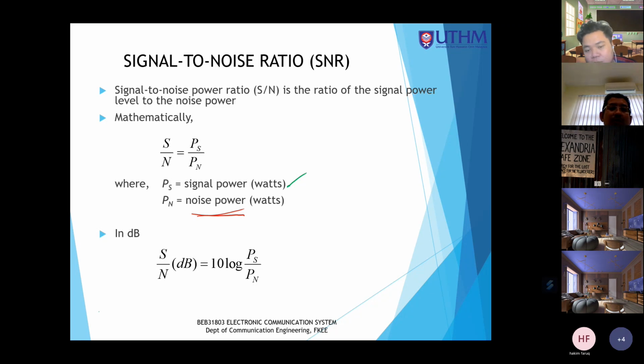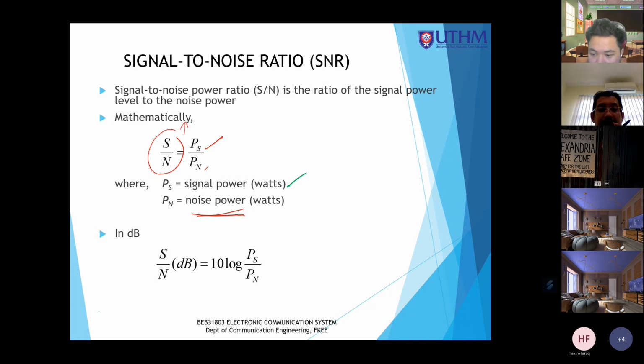So ideally we want the signal power to be much higher compared to the noise power. If the SNR value is high, that means the quality of the transmitted signal would be better. Lagi tinggi SNR, lagi bagus. Ideally, we want to achieve SNR as high as possible, setinggi yang mungkin. SNR biasanya kita buat dalam sebutan power.